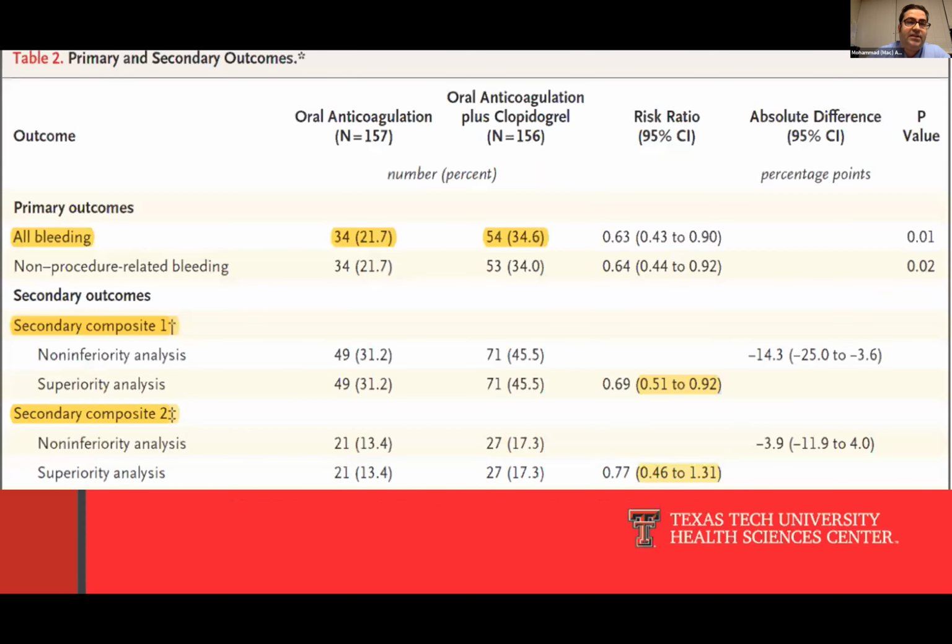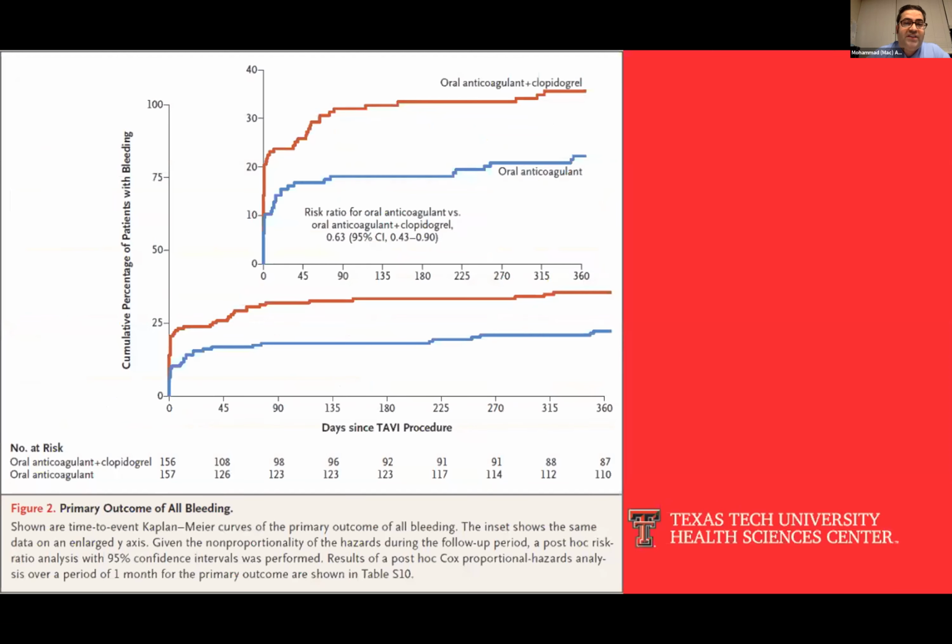So just quickly, this is the thing. If you look at all bleeding, statistically significant, again, if you talk about anticoagulation alone versus anticoagulation and clopidogrel, and non-procedure related bleeding is again similar. And if you look at the secondary composite, non-inferiority analysis also pointed in the same direction, as well as the superiority. When you go towards the secondary composite, you see the difference that the superiority analysis was not met, but the non-inferiority analysis was met. So same changes over here.